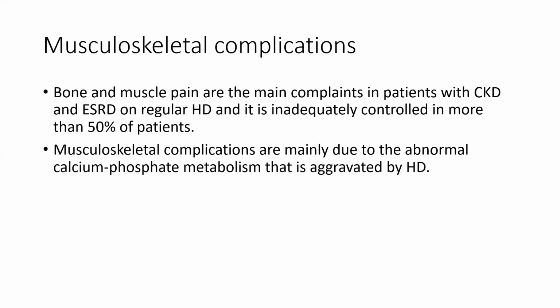Then, musculoskeletal complications. Bone and muscle pain are the main complaints in patients with CKD and end-stage renal disease on regular HD, and it is inadequately controlled in more than 50% of patients. Musculoskeletal complications are mainly due to abnormal calcium phosphate metabolism that is aggravated by HD.